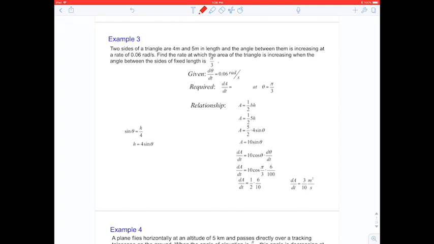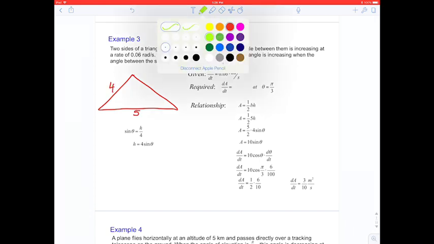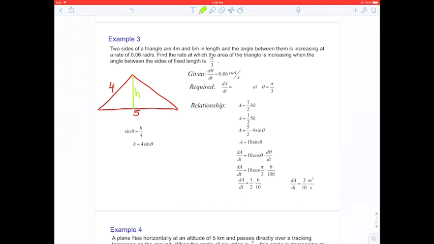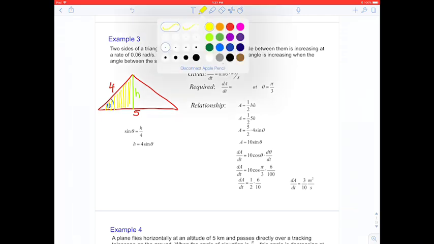Actually, in example number 3, I think the triangle is missing. I can draw a triangle for you. Let's actually read the question. Two sides of the triangle are 4 and 5 in length. I mean, I can say this is 5, this is 4. And then we will draw a height, okay? And the angle between them is theta. Okay, I think we will be looking at this triangle and you can follow the solution.